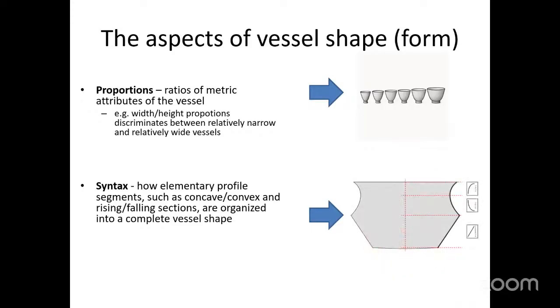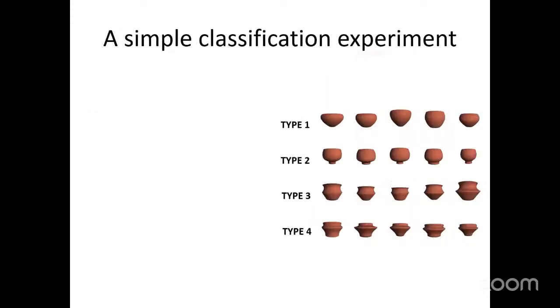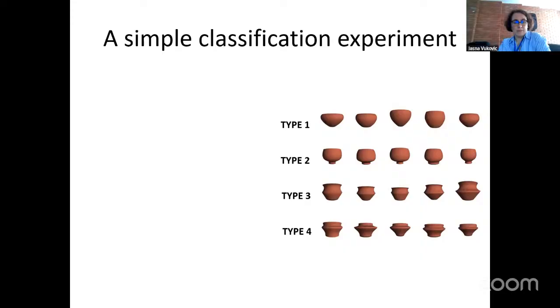So you divide a vessel profile curve into segments. You see that they are different. Some of them are convex, some are concave, rising, falling. And when you put this sequence in a particular order, you have a sequence, and this is the syntax of this particular vessel. Okay, so far, so good. How do we know that this aspect, the syntactical aspect of the vessel form, is relevant and culturally salient? Well, we don't know for sure, but we need this.